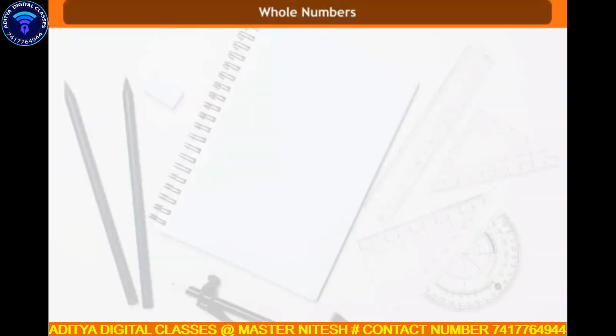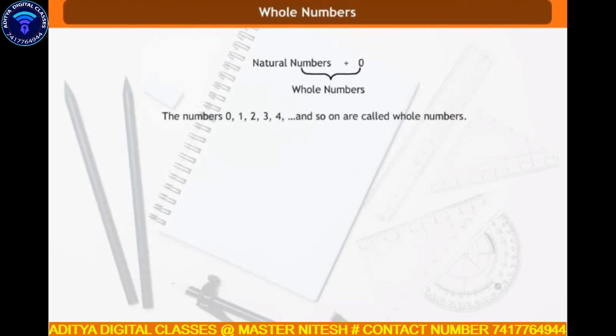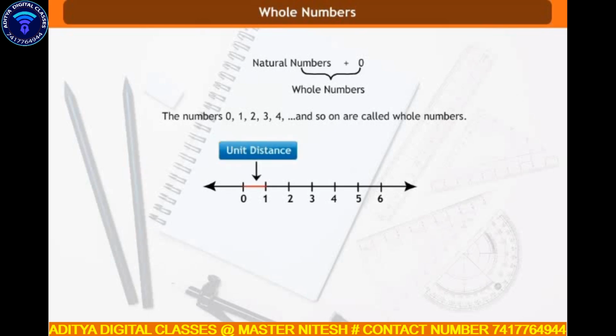Whole numbers. Natural numbers along with 0 form the collection of whole numbers, such as 0, 1, 2, 3, 4 and so on, and are called whole numbers. This is a number line for the whole numbers. The distance between 0 and 1 is called unit distance. Numbers are marked at unit distance on the number line.